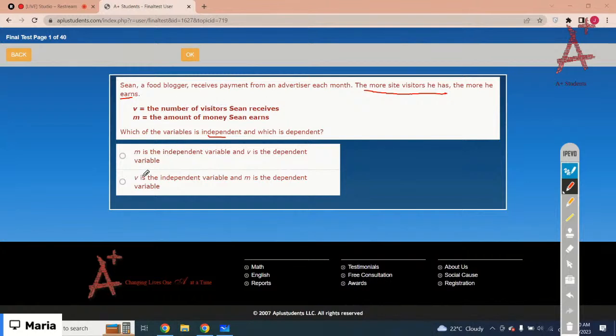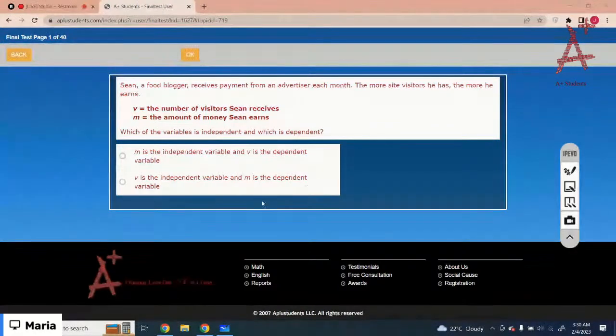Site visitor V is independent and M is dependent. Got it? So the second option is the correct option because the more site visitors he has, the more he earns. So option number 2 is the correct one. V is the independent variable and M is the dependent variable. Got it? So the second one is V is independent and M is dependent.